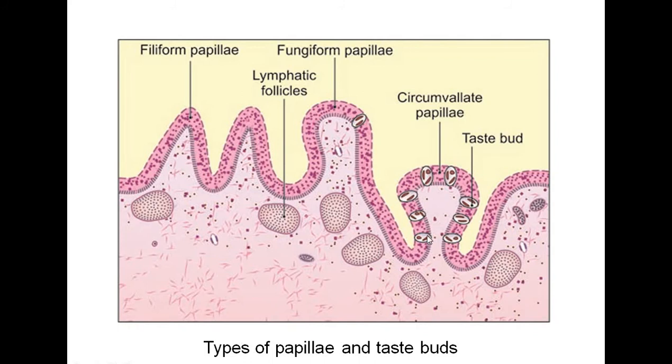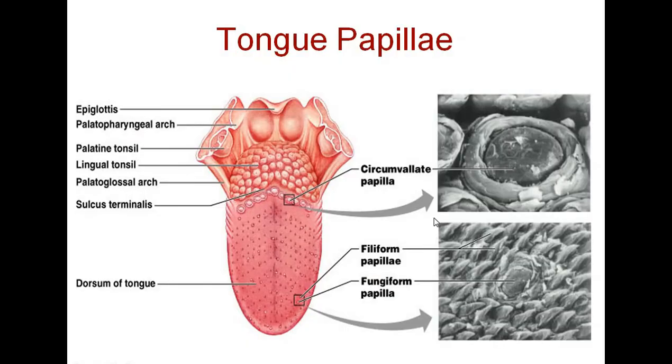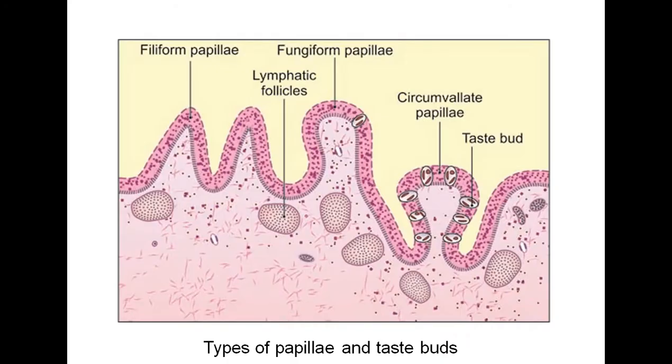These are the truncated conical projections which are surrounded by a circular sulcus. So see here, this is the circumvallate papillae which are 8 to 12 in number. These are the truncated conical shaped projections of the lamina propria which is surrounded by a circular sulcus. So this is the circular sulcus present over here. At the wall of the circumvallate papillae, there is a presence of numerous taste buds. So these are the taste buds.